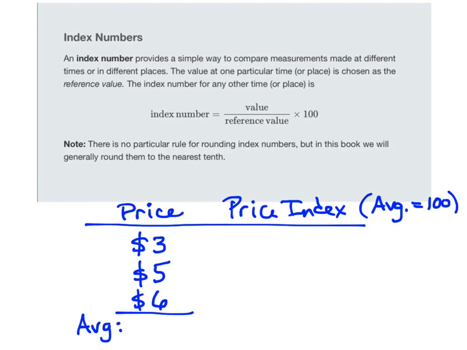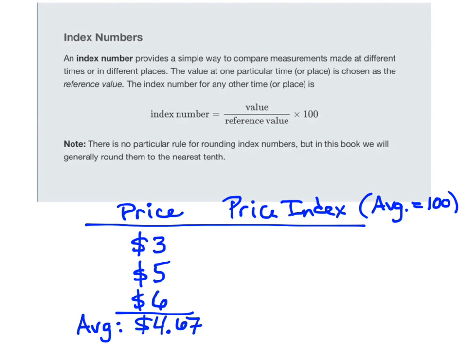Let's say we want to make a price index for 3 different prices, $3, $5, and $6. One thing we might do is find the average of those prices and then use that as our reference value. So if we average those 3, we will get $4.67. Then in the price index we need to indicate what the reference value is. We can do that by stating that the average is equal to 100%.